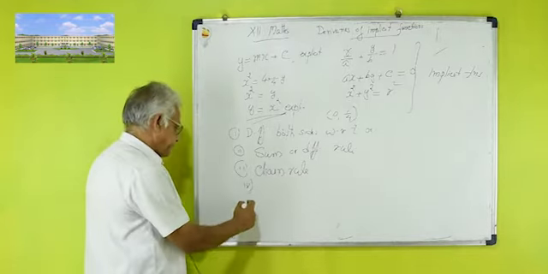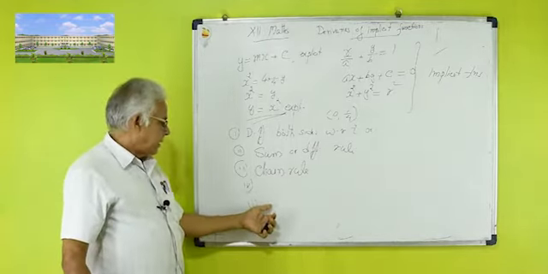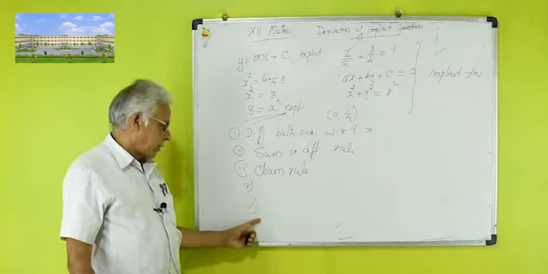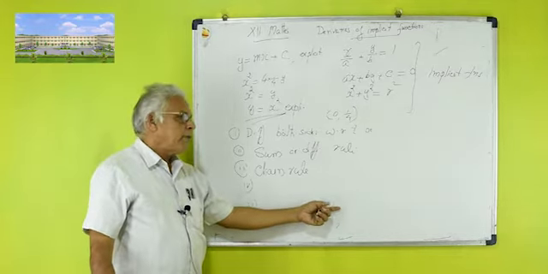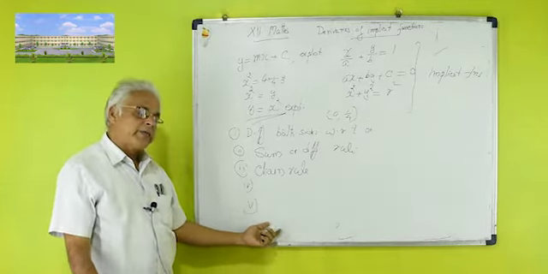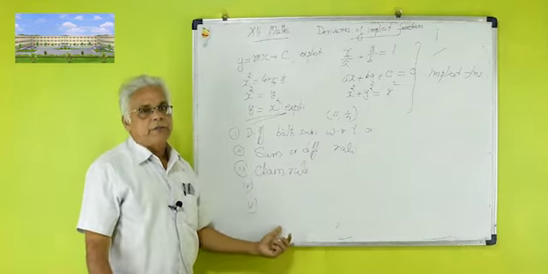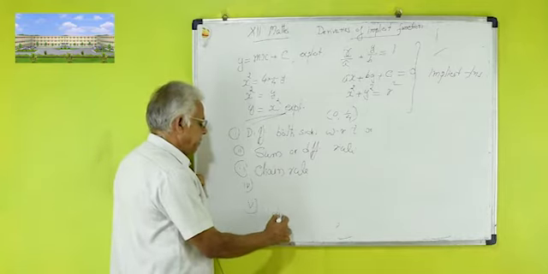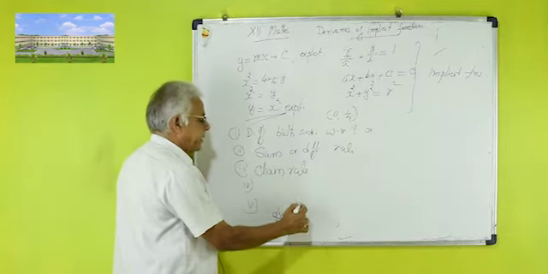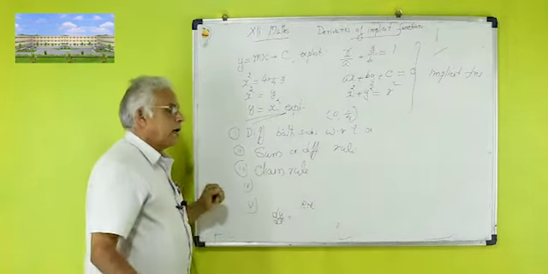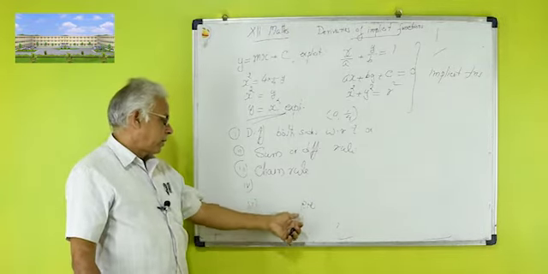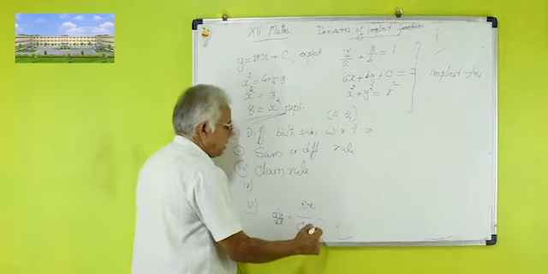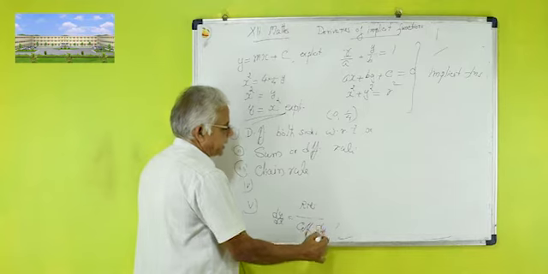Next step, take dy by dx as a common factor out. Next, find dy by dx is equal to the right hand side by the coefficient of dy by dx. Final step, dy by dx is equal to the right hand side, that is the sum of the non dy by dx terms divided by the coefficient of dy by dx.